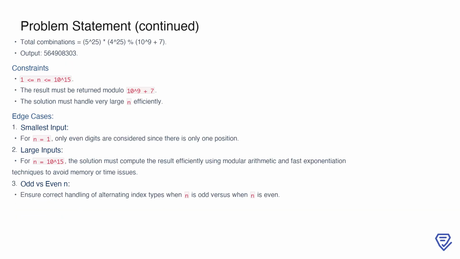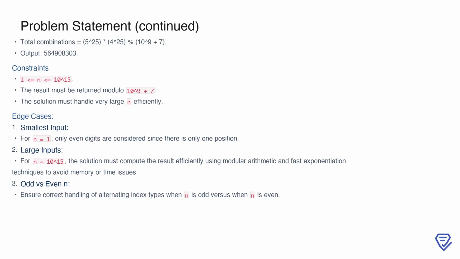The constraints of the problem emphasize the need for an optimized solution. With n ranging from 1 to as large as 10 to the power of 15, it's critical to handle large inputs efficiently. Modular arithmetic and fast exponentiation are key techniques to achieve this. The result must always be returned modulo 10 to the power of 9 plus 7 to handle the immense size of numbers involved. Additionally, edge cases must be carefully considered.